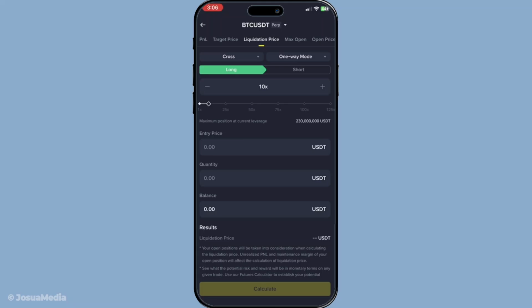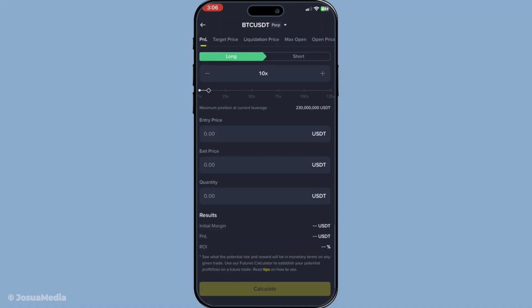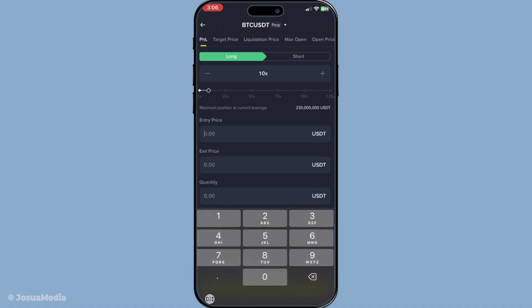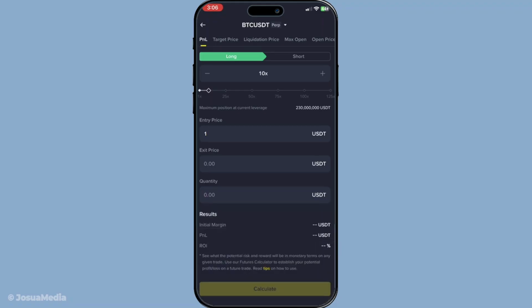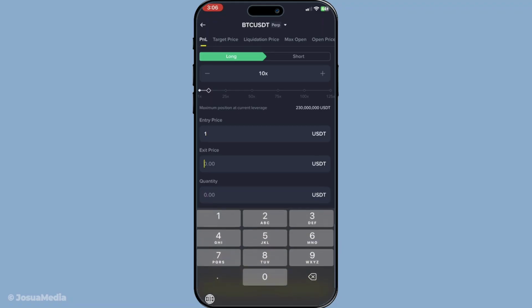To use any of these modes effectively, you'll need to enter some basic details such as your entry and exit prices, leverage, and position size. This information is vital for the calculator to deliver accurate and insightful results. Once you've entered all the required values, simply tap the calculate button to see the results instantly. It's a quick and easy process that ensures you have all the information you need right at your fingertips.